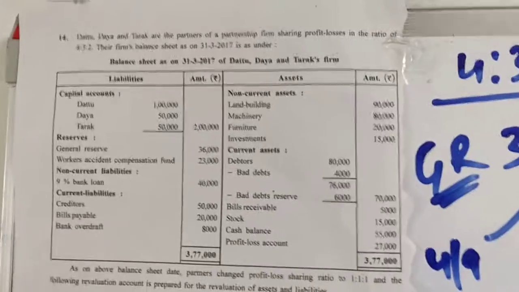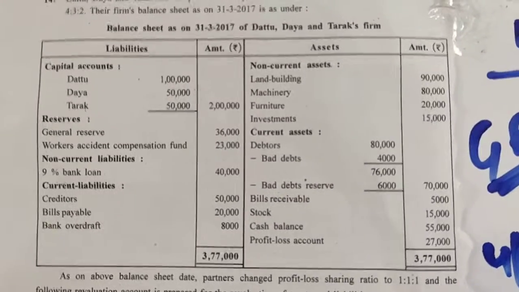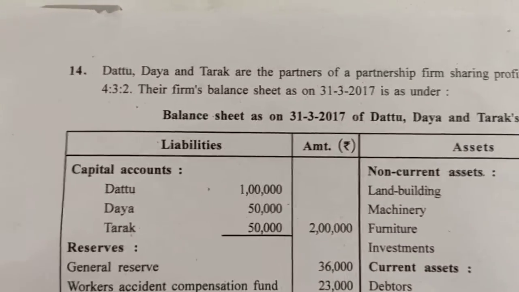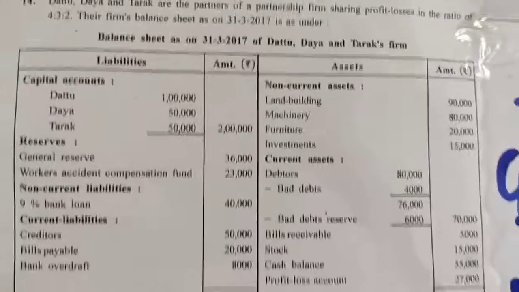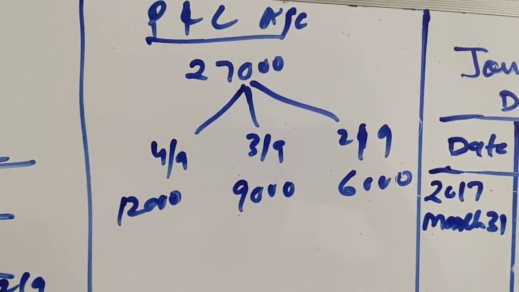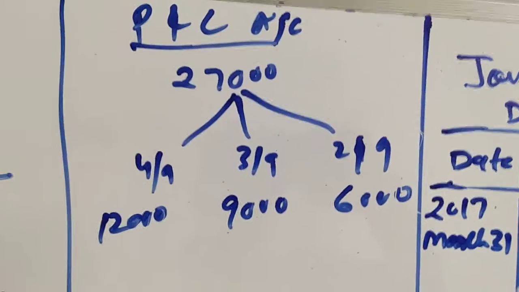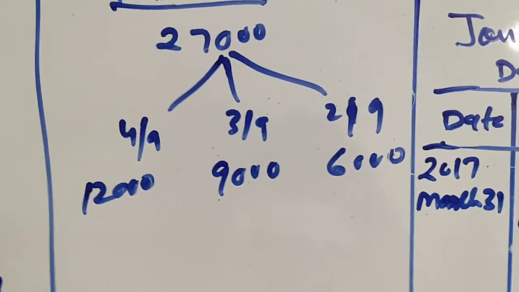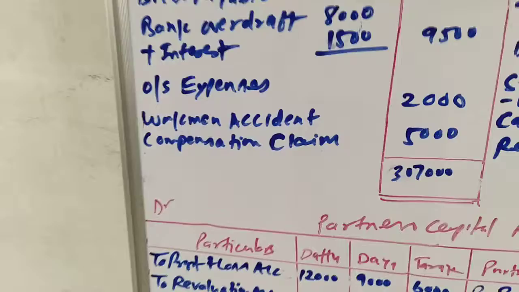So in partners' capital account, 27,000 will be distributed among the partners in their old ratio, which is 4:3:2. The calculation is: 27,000 is the total amount, 4/9, 3/9 and 2/9, so 12,000, 9,000 and 6,000. This will be written here.